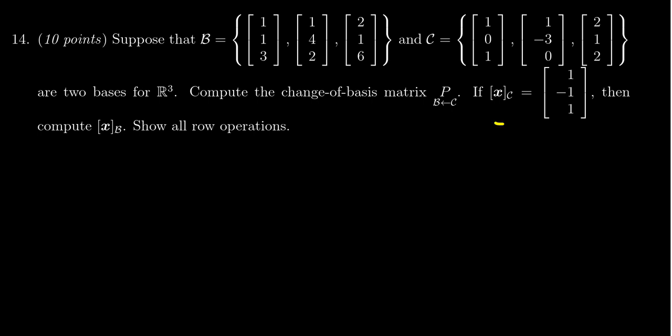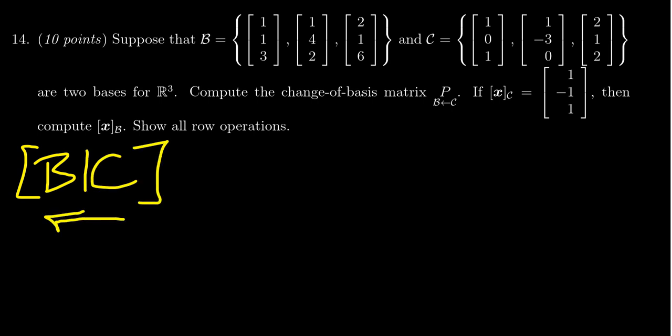Then we have to compute the coordinate vector of x with respect to B if we know the coordinate vector with respect to C. And we have to show all of our steps. There's going to be some row operations in play here. So to compute the change of basis matrix, we're going to augment the set B with the set C. And make sure you go in this order, right? You go to B from C.